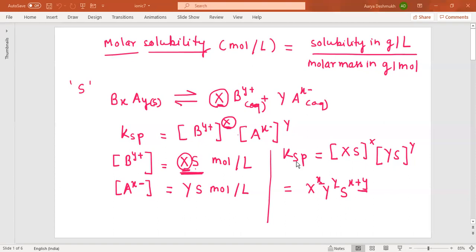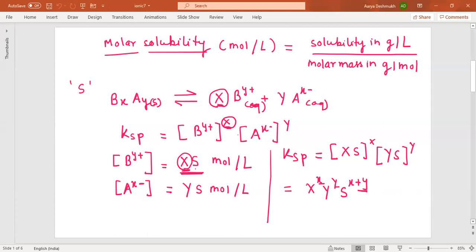So the solubility product is given by (xS) raised to x and (yS) raised to y. So it is x raised to x, y raised to y, and S is the molar solubility, raised to x plus y. Just to make this simple, I will explain this by taking examples that will be clearer for you.